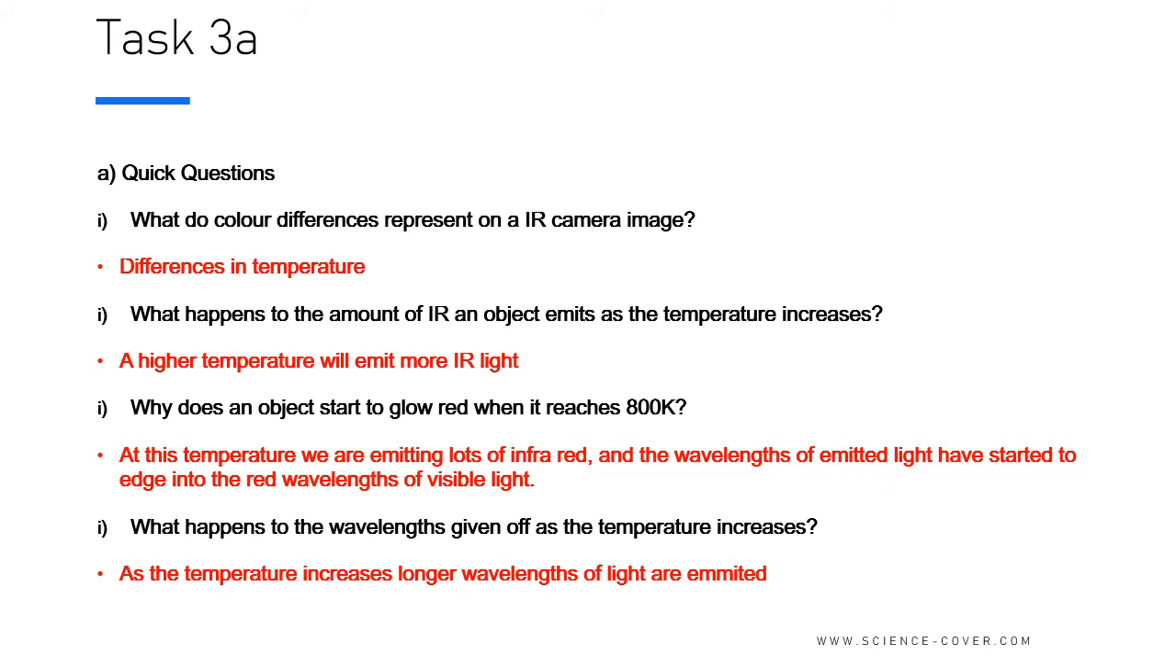What happens to the amount of infrared an object emits as the temperature increases? The higher the temperature, it will emit more infrared light. Why does an object start to glow red when it reaches 800 Kelvin? At this temperature, we are emitting lots of infrared light, and the wavelengths of emitted light have started to edge into the red wavelengths of visible light. What happens to the wavelengths given off as the temperature increases? As the temperature increases, shorter wavelengths of light are emitted.